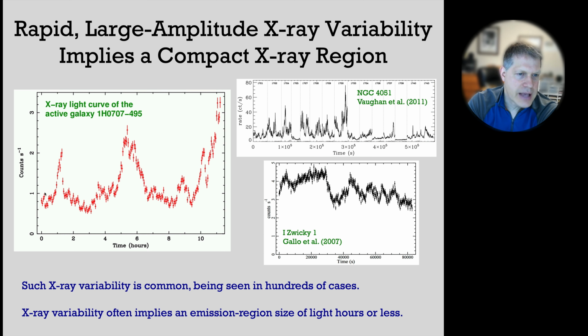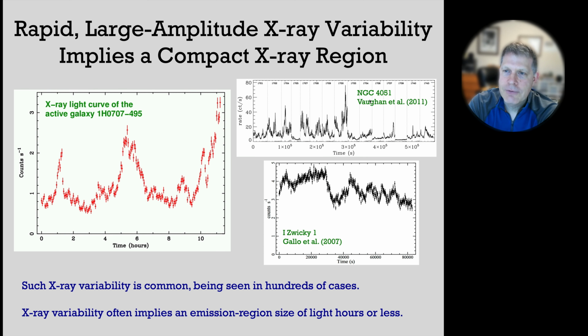Here are a few nice examples plotted. Here's a relatively nearby active galaxy, and you can see here its X-ray count rate, corresponding to its X-ray luminosity, doubling on a time scale of less than an hour. Okay, so this implies that the emission region has to be fairly small in size. I mean, the size of order the inner solar system, which again is consistent with what we expected from the size from our powers of 10 plots that I just showed you.